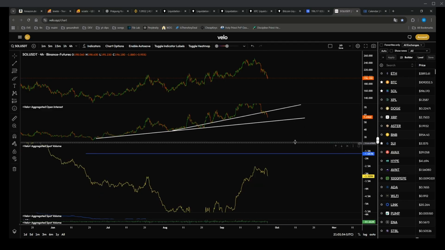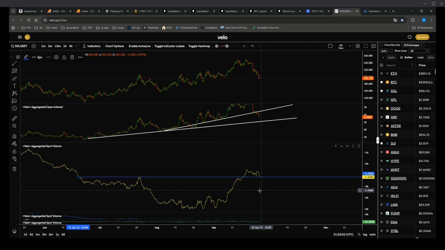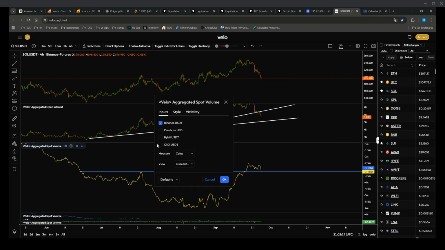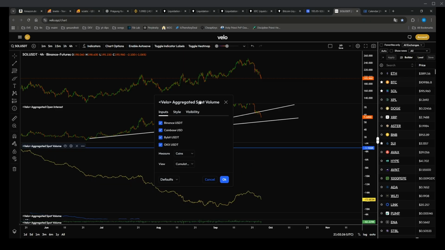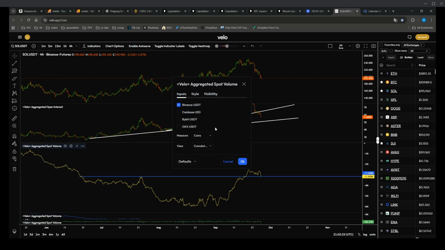But yeah, we have more room to fall. The actual question about buying, and people feasting on the dip, is coming, in my opinion, from this breakout here. So we have aggregated spot volume. It's a Velo indicator, but it's part of the freemium version, and it basically aggregates all the buying. In this case, I only checked Binance because that's where the largest volume is, but you can take all these four exchanges into account. Usually Binance is where the action is, so I'm good to use this.